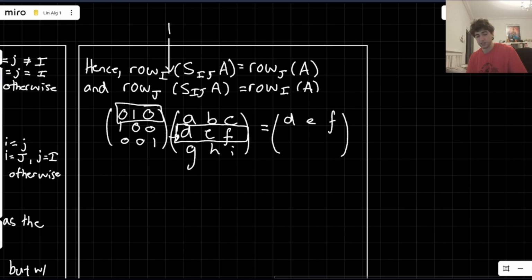And similarly, the second row is just going to be the first row of A, because in this case we just swap those two rows in the identity matrix. Whenever I dot this individual row with each of the columns here, all that's ever going to come out of it is this first row.